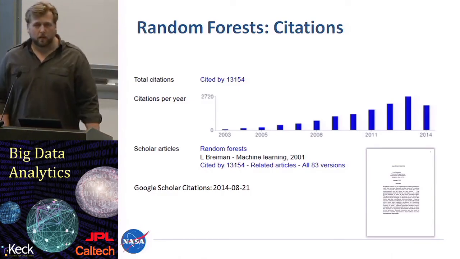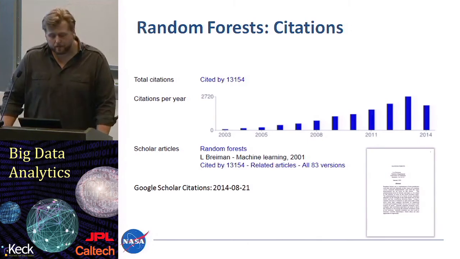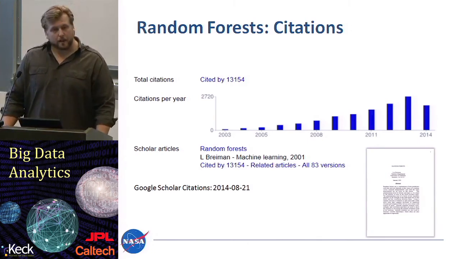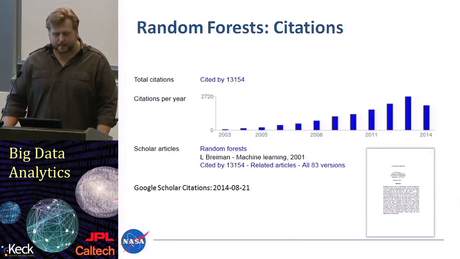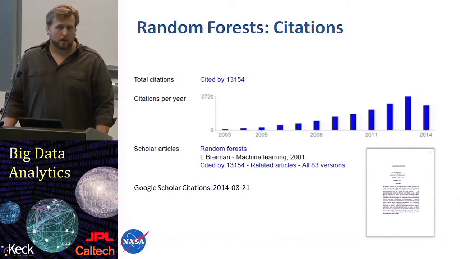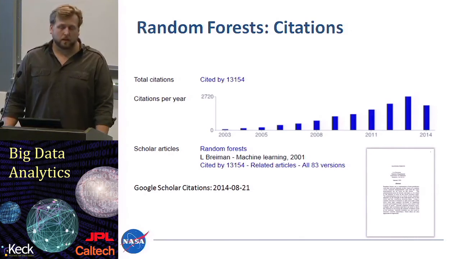So the name random forest and the originating paper for random forest came from Breiman in 2001. Since then, you can see an explosion of usage of random forest. So today we have 30,000 citations and they are growing every single year.